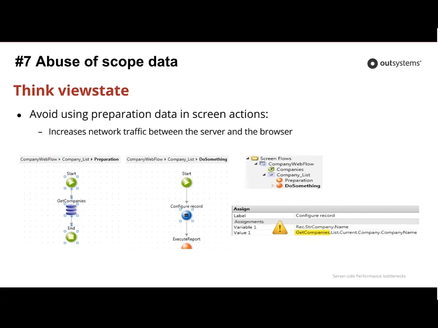And this is how you should think about the view state. It's making sure that you reduce the information like we are describing here. Don't try to go through the preparation to the screen action, making use of the information. Try to collect the information again or pass it through the screen action using an input.